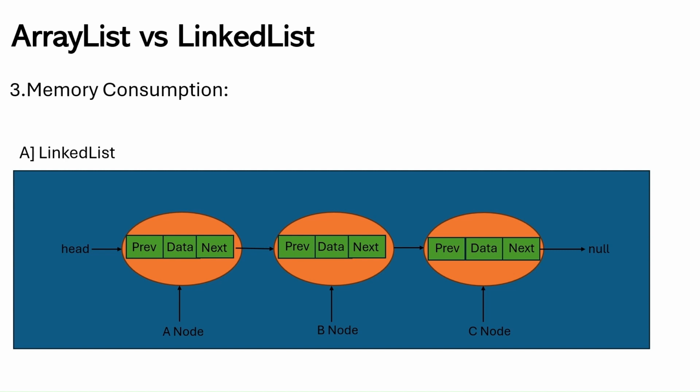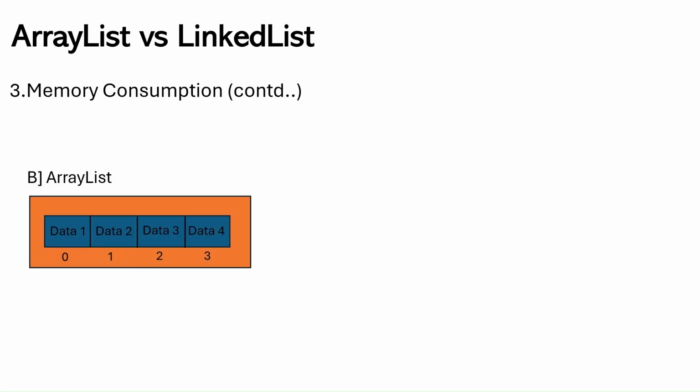On the other hand, in ArrayList, each element stores only data without additional references, resulting in a more frugal memory usage. So if you're mindful of memory usage and aiming for efficiency, ArrayList might be a more lightweight option. Consider these memory considerations when making decisions based on the requirements of your application.